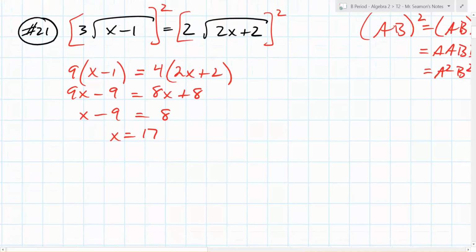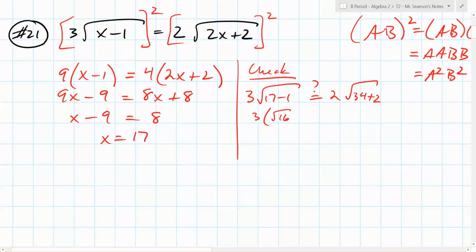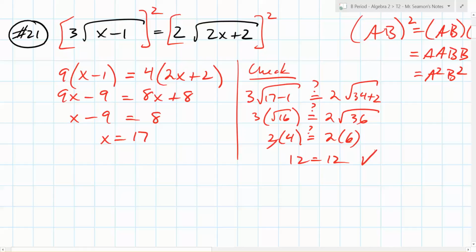What should you do at this point? You really, really, really should check. I love it when you write the word check and then go through it carefully with that question mark above the equal signs. So you have 3 times the square root of 17 minus 1. Does that equal 2 times the square root of 2 times 17, which is 34, plus 2? So that's 3 times the square root of 16. And that's 2 times the square root of 36, so that's 2 times 6. Does 12 equal 12? Yes, so does it check? Yes, it checks.